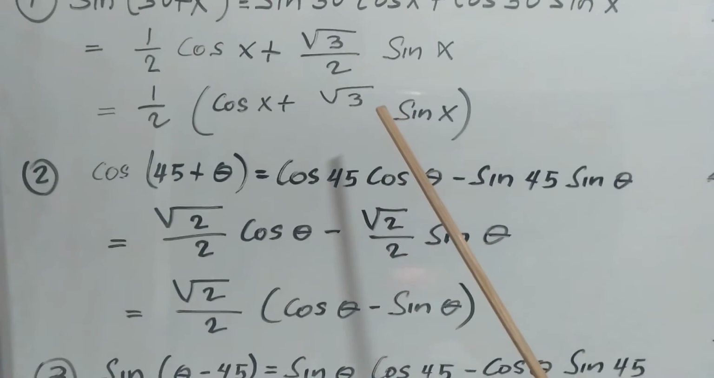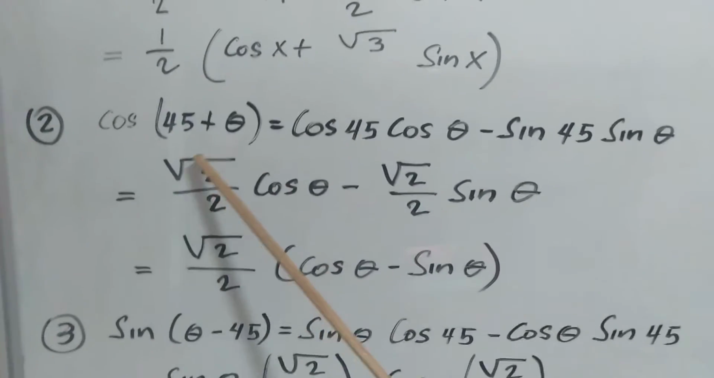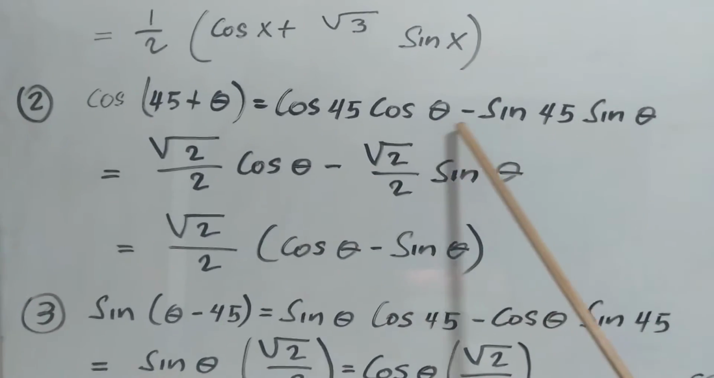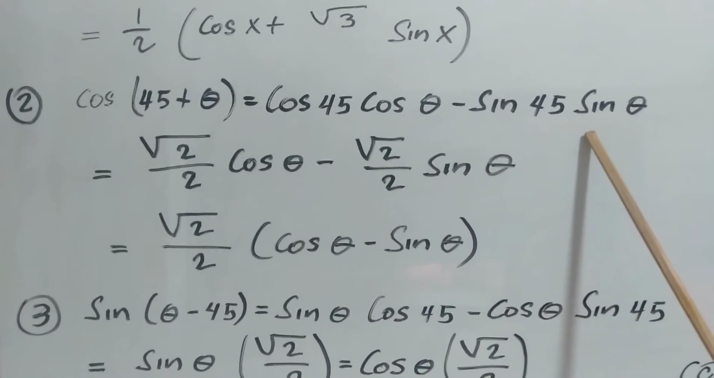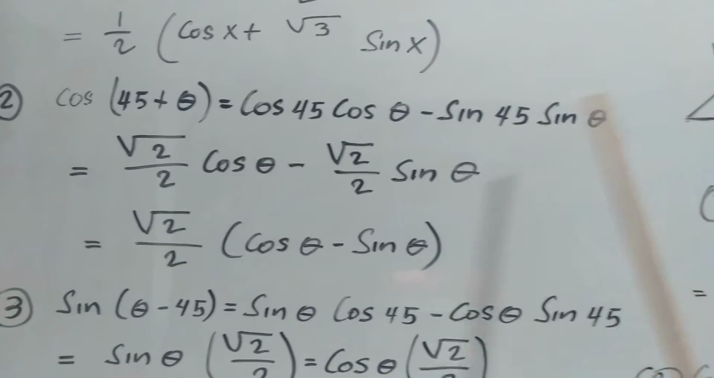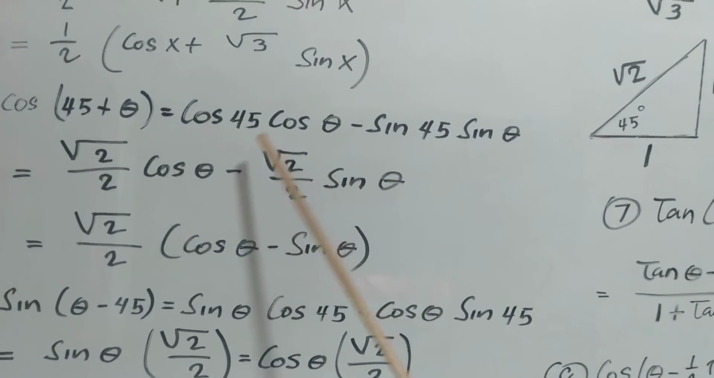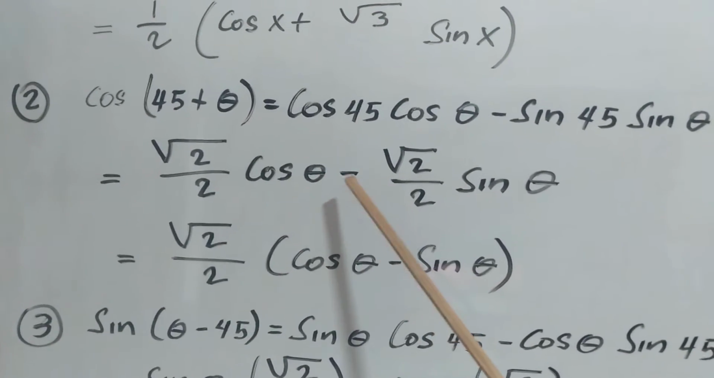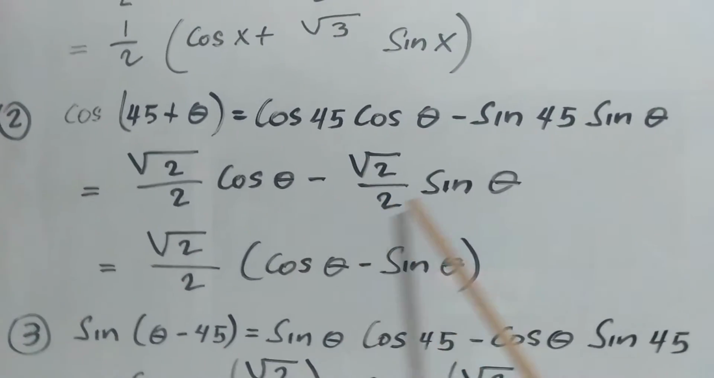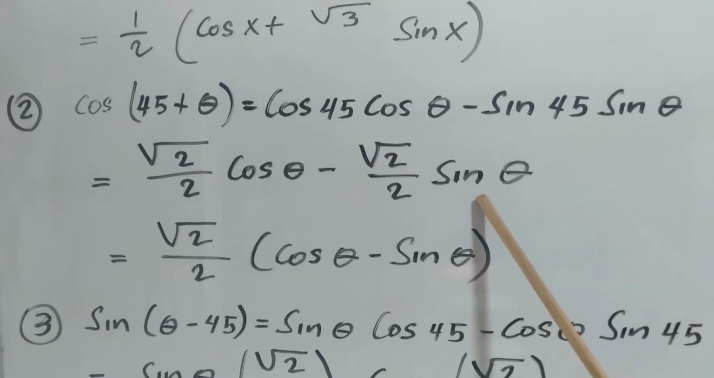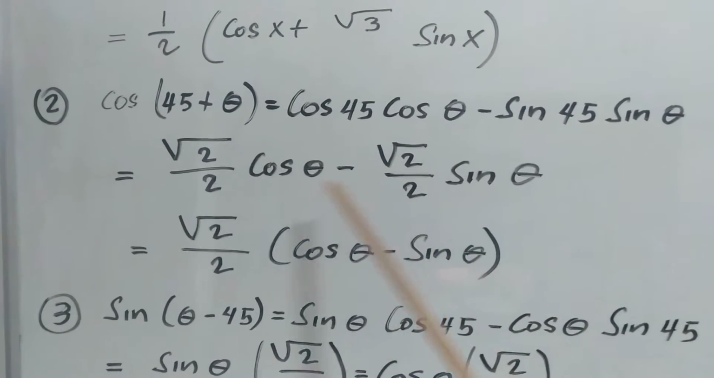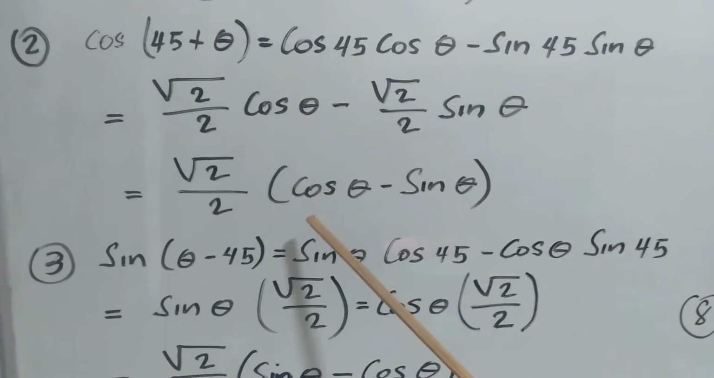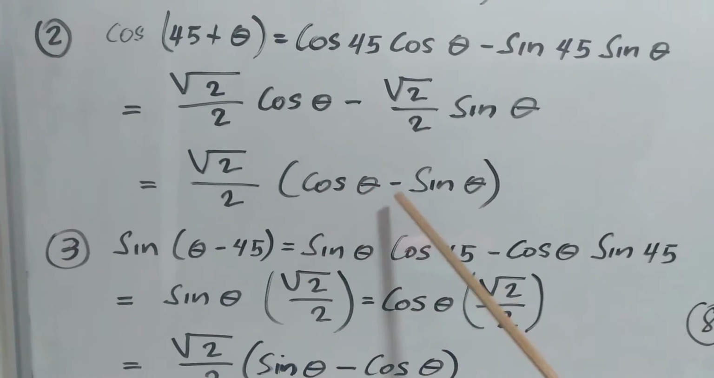For number 2, we have cosine of 45 plus theta is equal to cosine 45 cosine theta minus sine 45 sine theta. So using again these values here, cosine 45 is square root of 2/2 cosine theta minus square root of 2/2 sine theta. So we factor out square root of 2/2, and we multiply it by cosine theta minus sine theta.